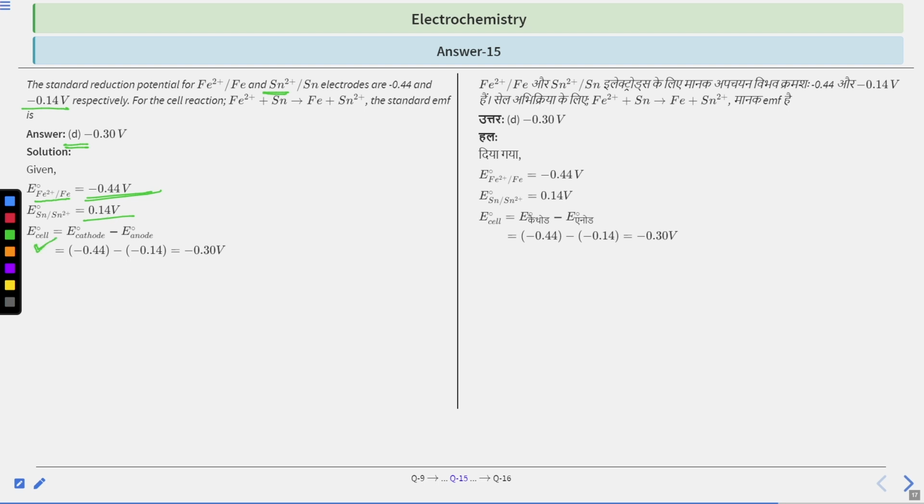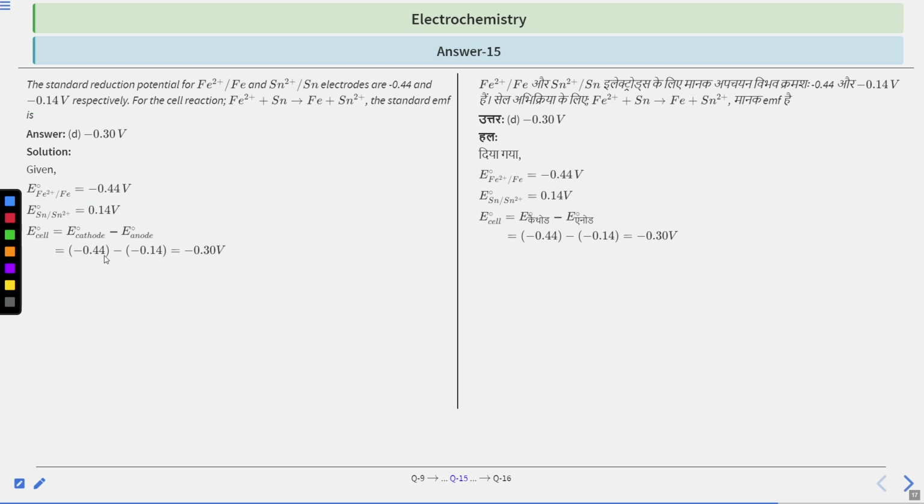And E0 of cell is equal to E0 of cathode minus E0 of anode. Okay, cathode minus anode. So for the cathode it is given -0.44, minus for the anode it is given -0.14, right? So minus of -0.14, minus will become plus, and plus minus will become negative. That means you have to subtract, and as 0.44 is the greater one having negative sign, the answer will be negative, so it will be -0.30 volt, right? And thus option D is the correct answer.